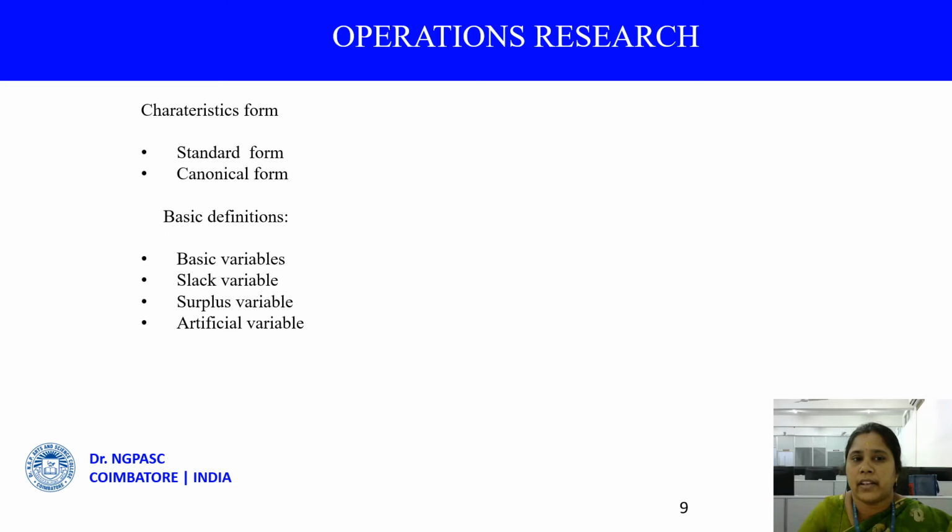Next, we define the characteristic forms. The characteristic forms are given as the general form, standard form, and canonical form. In the general form, the objective function can be maximized or minimized, the constraints can be of less than or equal to or greater than or equal to type, and the non-negativity restrictions should be positive. That is the general form in the LPP.